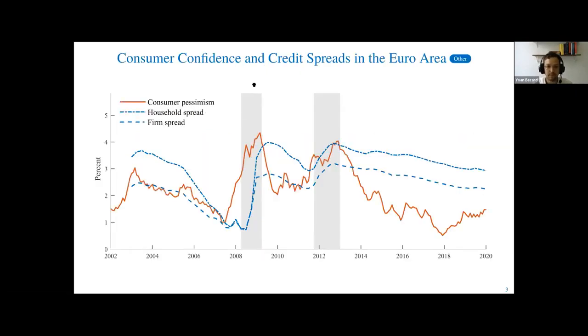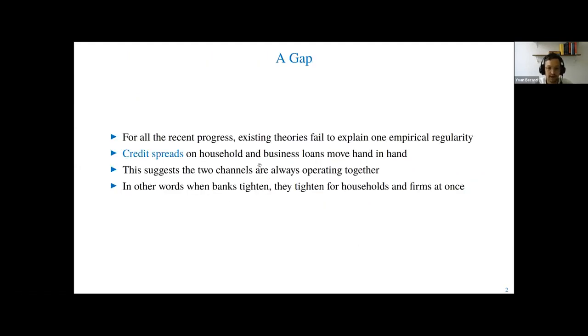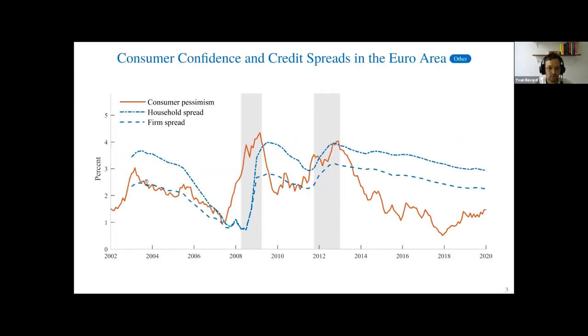So what we do in this paper is we want to explain why that is, and we link that ultimately to consumer confidence. Here I plot consumer pessimism, which is just the inverse of consumer confidence. It's an index that's widely used and is known to be a leading indicator. So when consumer confidence drops, so when pessimism goes up, you see that shortly after the spreads go up, and this also happens in the second recession year of the cycle.